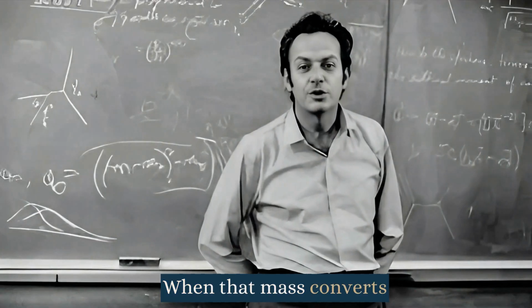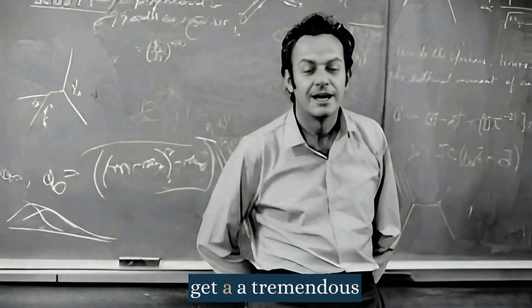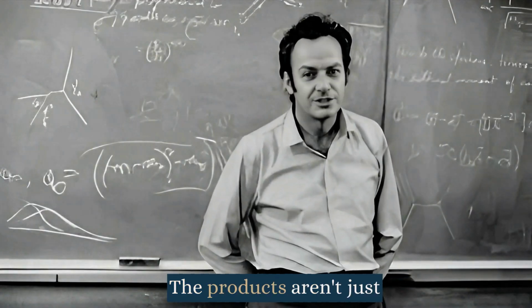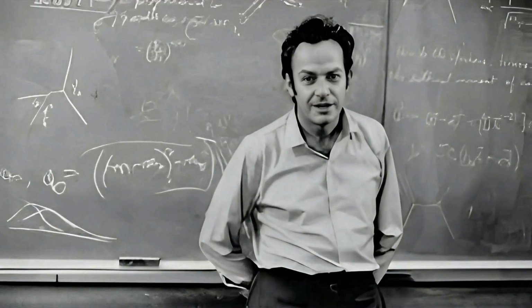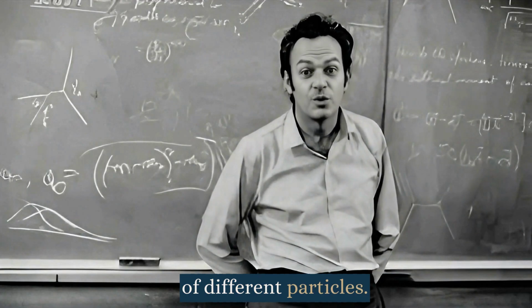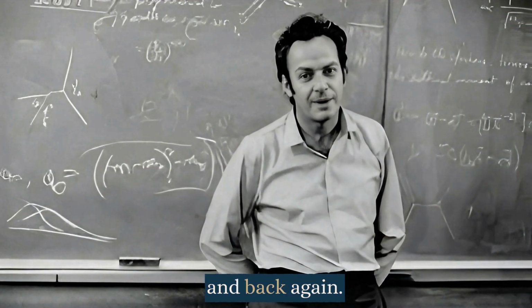When that mass converts to energy, according to Einstein's E equals mc², you get a tremendous release. The products aren't just simple photons like with electron-positron annihilation. You get a shower of different particles, a complex cascade of energy transforming into matter and back again.